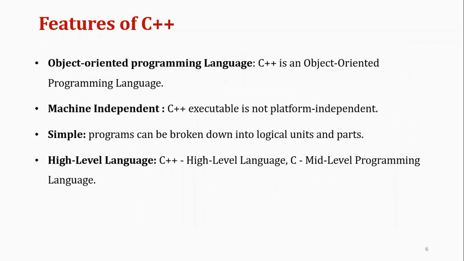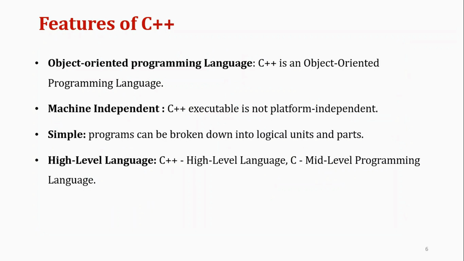Object oriented. So C++ supports object oriented, as we discussed in the previous session. Machine independent. So the executable is not platform dependent, so it can run on any C++ compiler, irrespective of the platform. It is simple. So the programs can be broken into logical units and parts. It supports modularity, and it is a high level language.